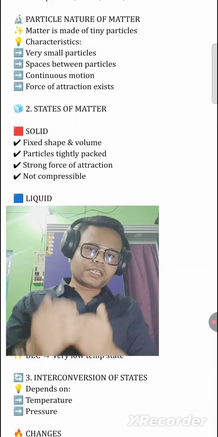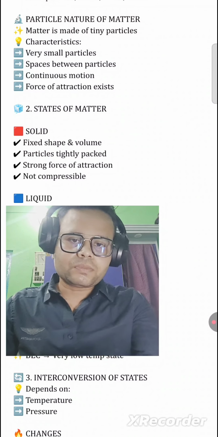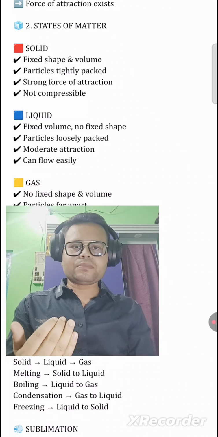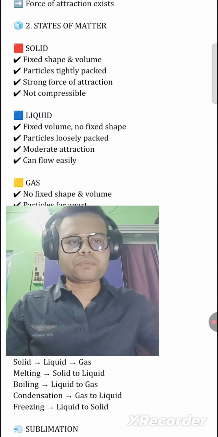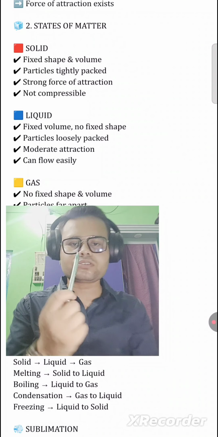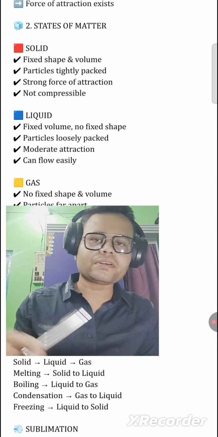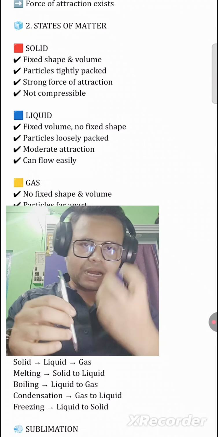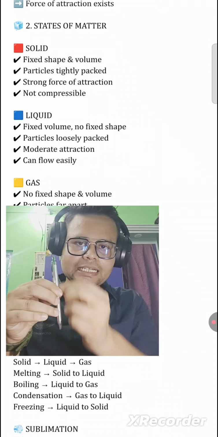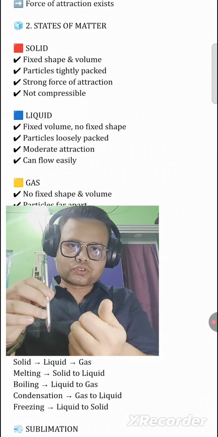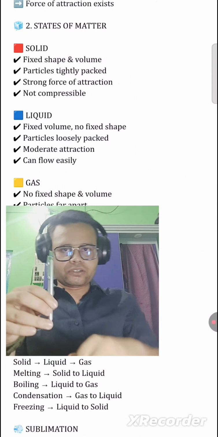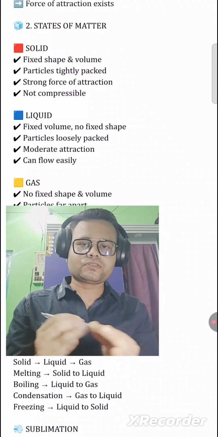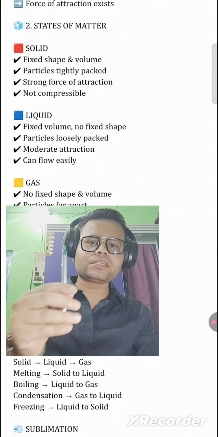When we talk about the states of matter, what do we mean by it, class? First is solid. A solid has a fixed shape and volume. For example, this pen is a solid. These have fixed shape and volume, the particles are tightly packed with a strong force of attraction, and they are not easily compressible. So these things come under solids.